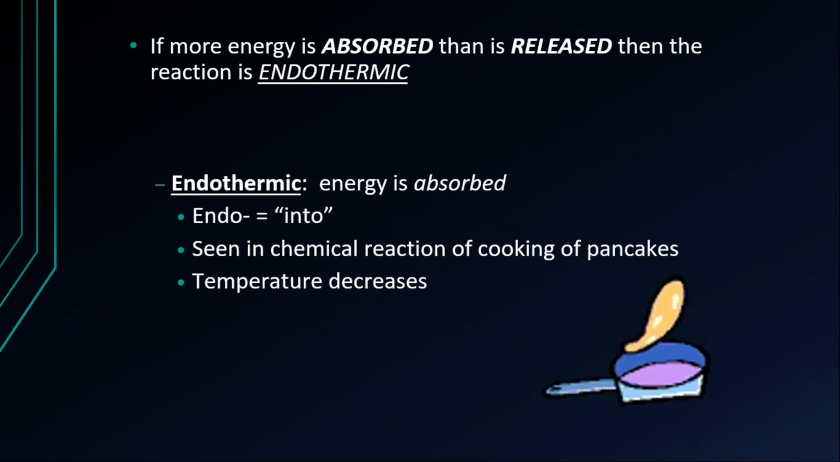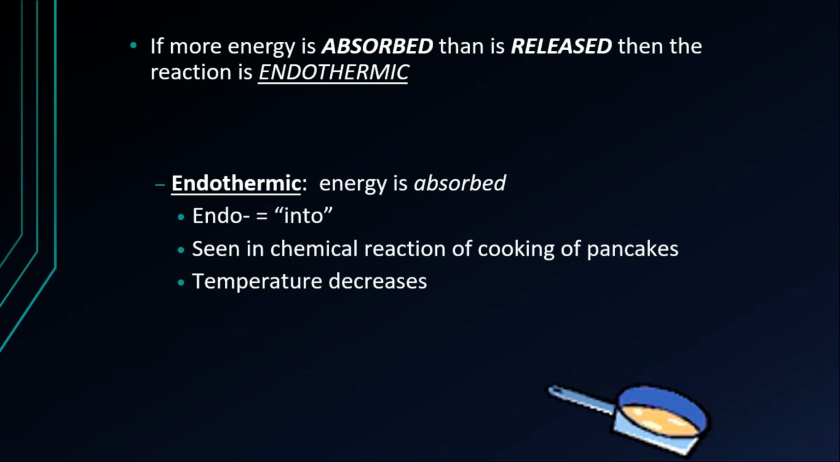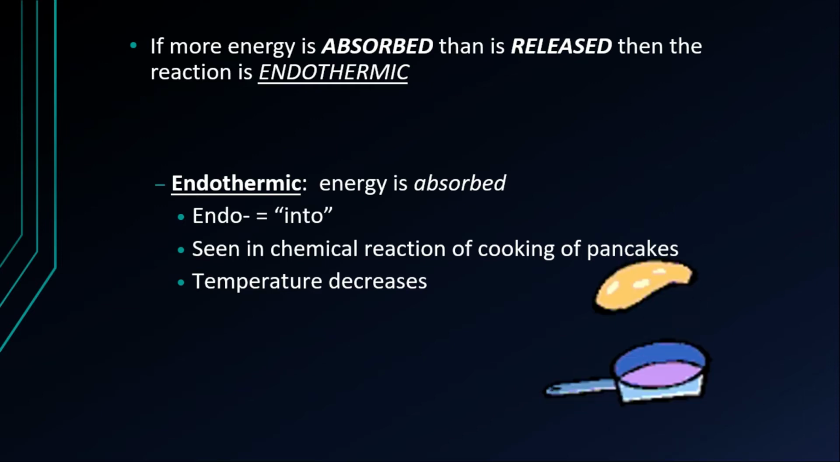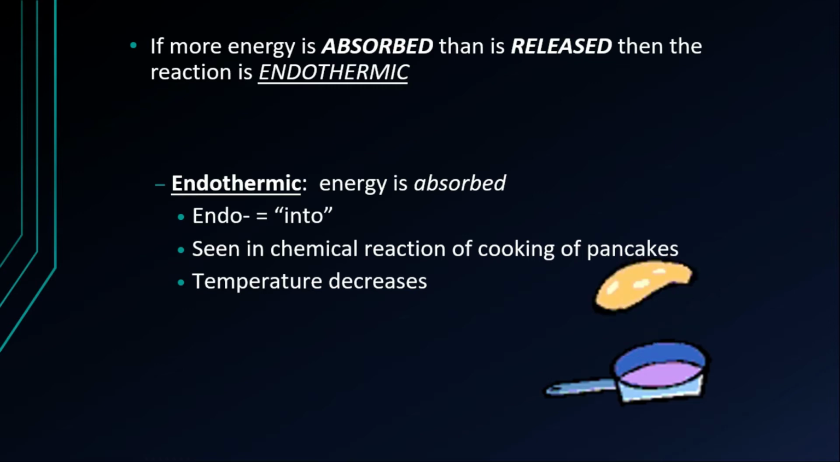What about if energy is absorbed? So if more energy is absorbed than released, then the reaction is endothermic. So coming from the word itself, endo means enter, thermic means heat. So endothermic means it is where heat enters the object. So energy is absorbed. It is seen in chemical reaction of cooking of pancakes.